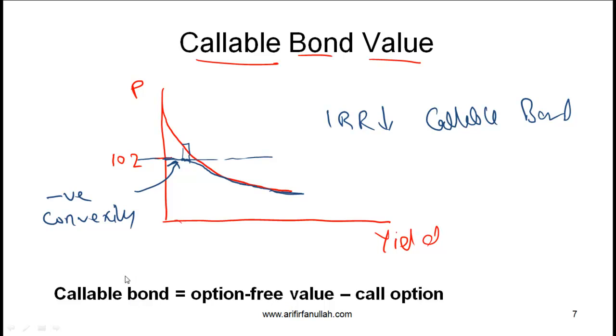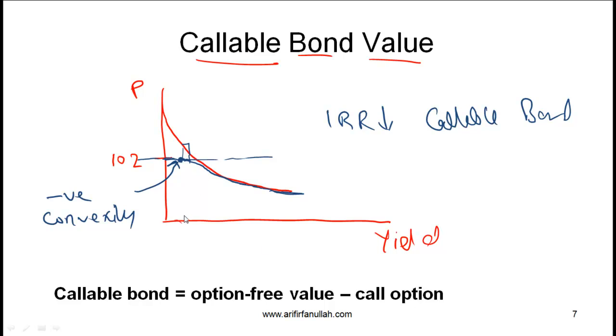And this should make intuitive sense, because as an investor you don't like a callable bond. You don't like the fact that an issuer can call this bond when it suits him. So the value of a callable bond, which is this blue bond, will be equal to the option-free bond minus the call option value.